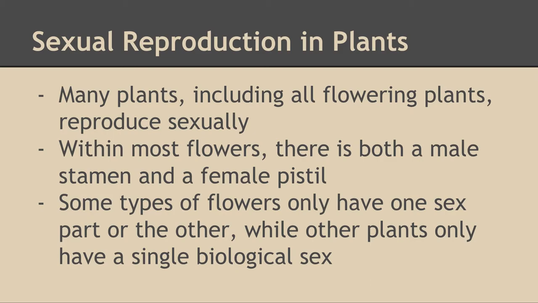Within most flowers, which is what we're going to focus on, there is both a male and a female sex organ. The male sex organ is the stamen, the female sex organ is the pistil. If you're trying to remember which one is which, you can remember that because stamen actually has men in it, and it is the male part. Some types of flowers only have one sex organ or the other, though. So it's not that every single type of flower has both male and female parts, although that is the norm. There are some plants that only have a singular biological sex.